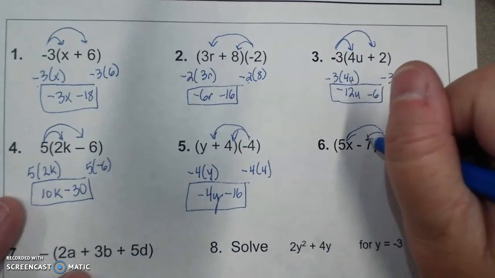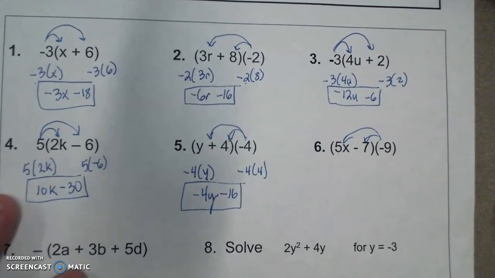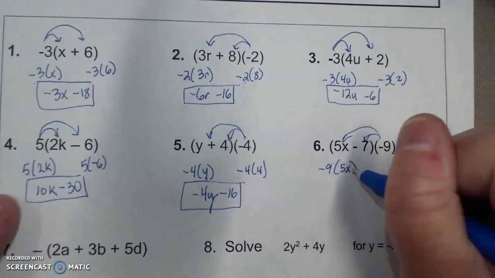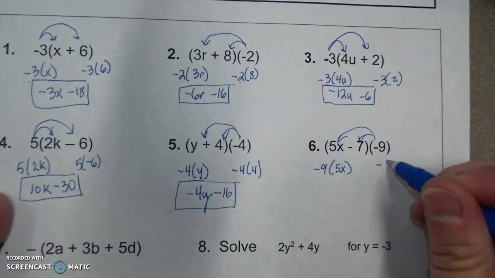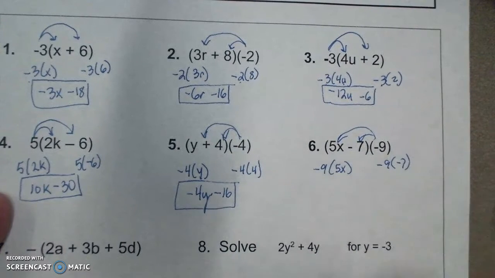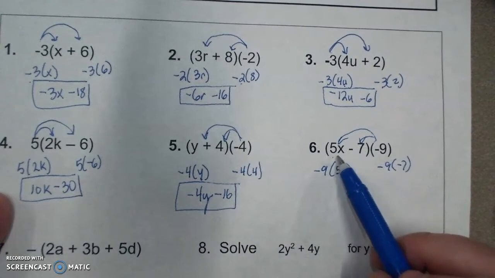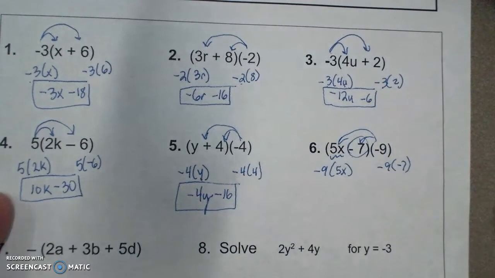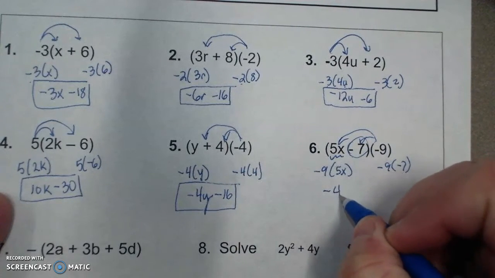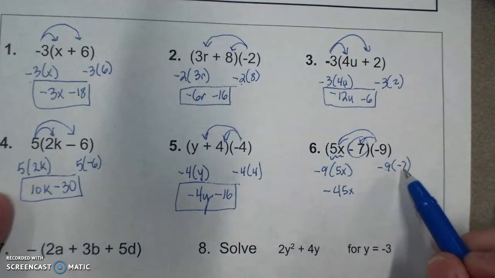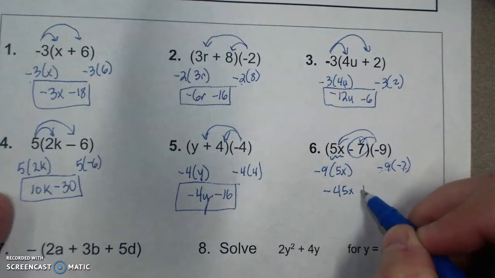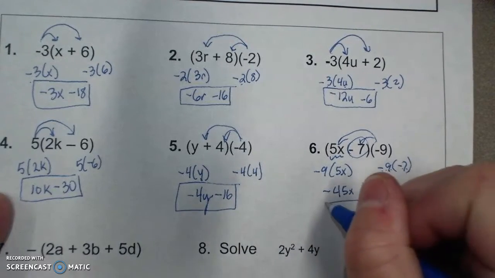-9 is being distributed to the 5x, and -9 is being distributed to the -7. These are two terms. This is one term, and this is another term. That's how they're getting distributed. This is -45x, and this, because a negative times a negative is a positive, and the negatives paired up, it is +63.